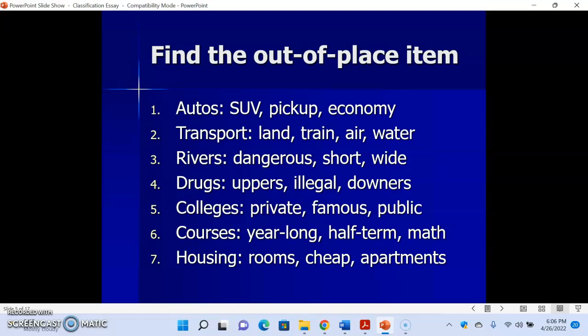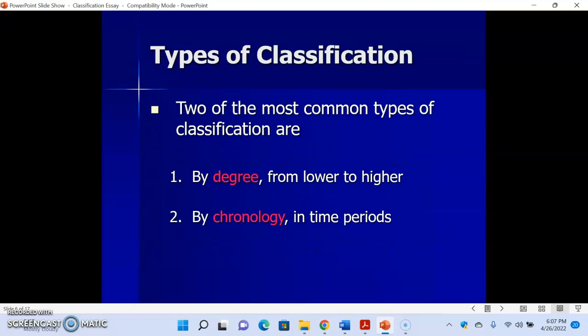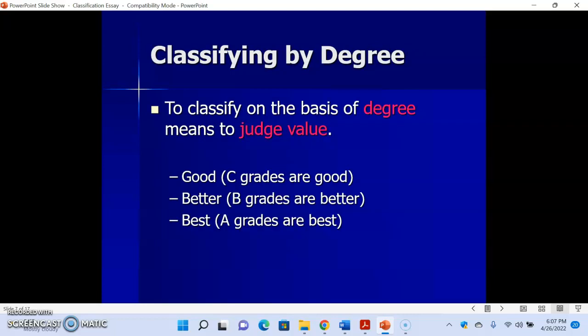So as you will notice, all of these are examples, right? But one of them is out of place because it's not within the categorizing principle that I picked, right? All right, so two of the most common types of classification are you can classify by degree, from lower to higher, or by chronology in time periods, right? There are considerations that go along with this, right?